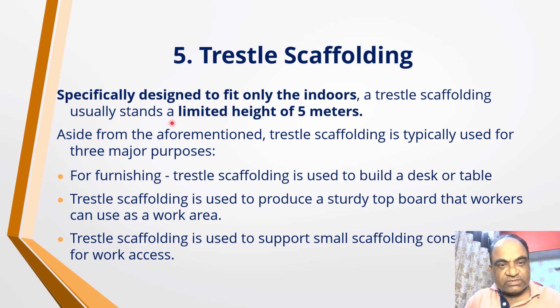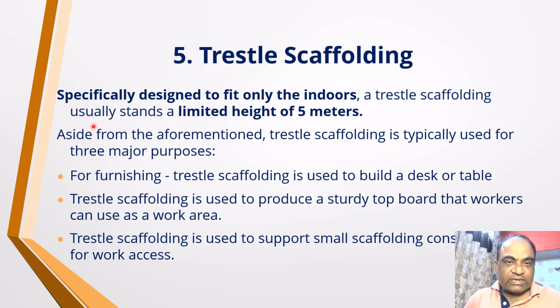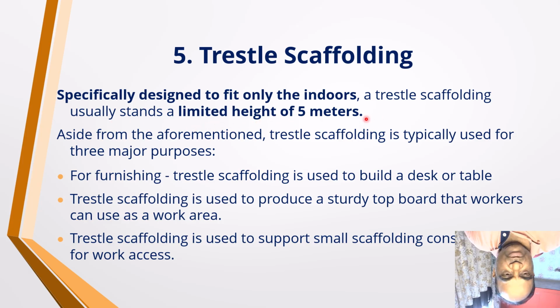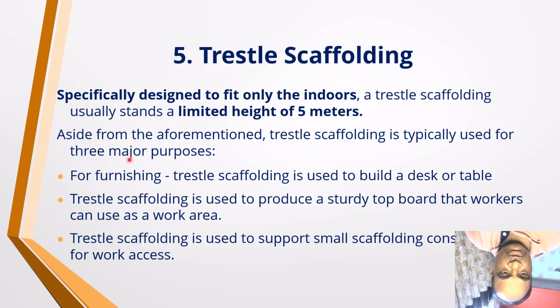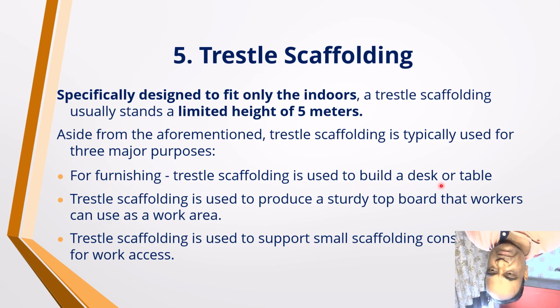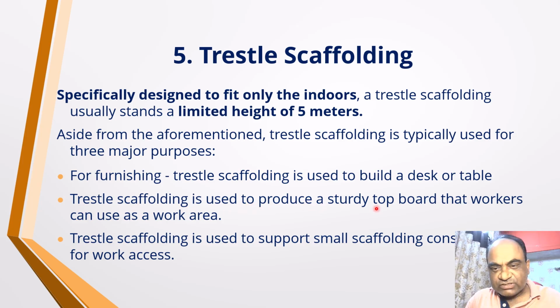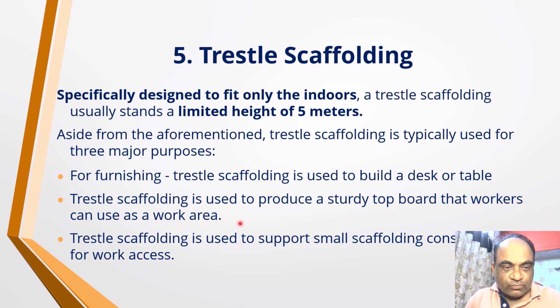Terrestrial scaffolding usually stands to a limited height of 5 meters. So this point must be noted down, that it rises up to 5 meters only. So it is suitable for indoor works only. Aside from the aforementioned, terrestrial scaffolding is typically used for three major purposes. What are those purposes? For furnishing, terrestrial scaffolding is used to build a desk or a table, and it is used to produce a sturdy top board that workers can use as a work area.